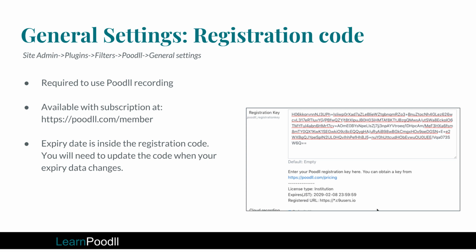The first one that you'll want to use is the registration code setting. You'll need to add your registration key into the text area, and you can find that on the general settings page. You'll need to do this to use Poodle recording. To get a registration code, you'll need a subscription. You can get that at Poodll.com pricing or at Poodll.com member. Your expiry date of the subscription is actually embedded in that registration key. So when you change your subscription, when you renew it or extend it or upgrade it, you'll need to get a new registration key too.